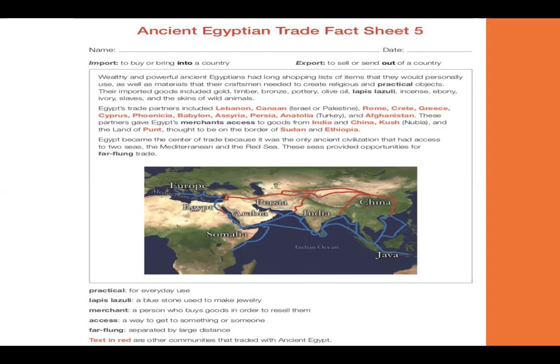Egypt became the center of trade because it was the only ancient civilization that had access to two seas, the Mediterranean Sea and the Red Sea. These seas provided opportunities for far-flung trade. Far-flung means separated by large distance. So here we can see that Egyptians traded with all of these different places.